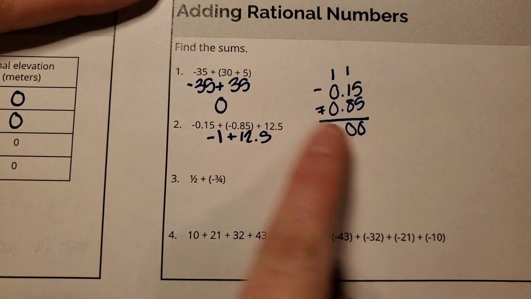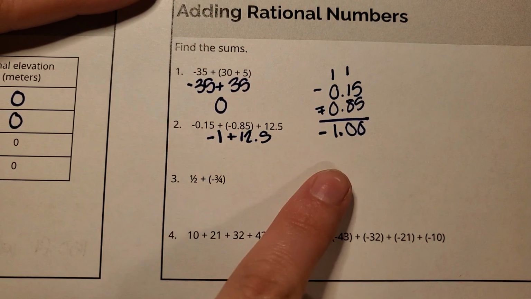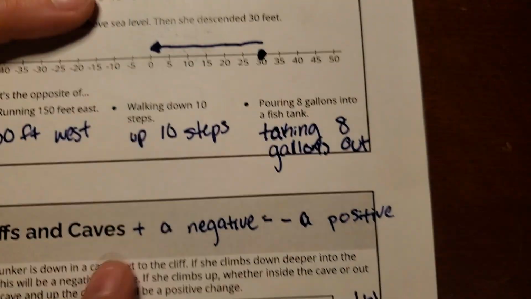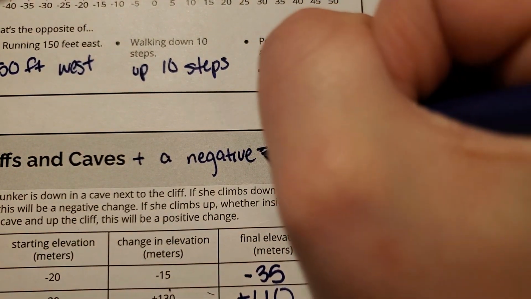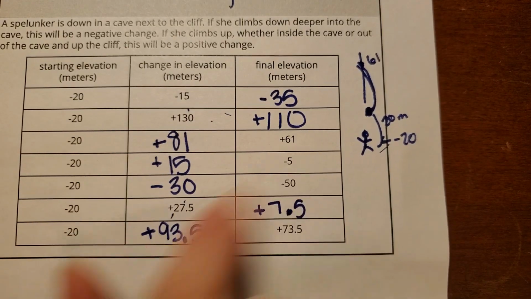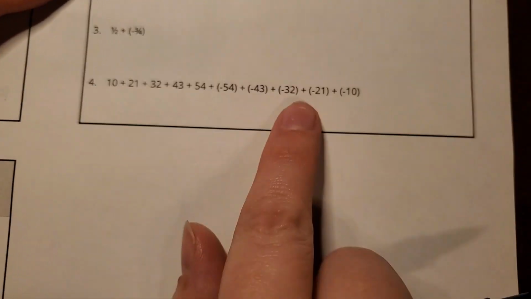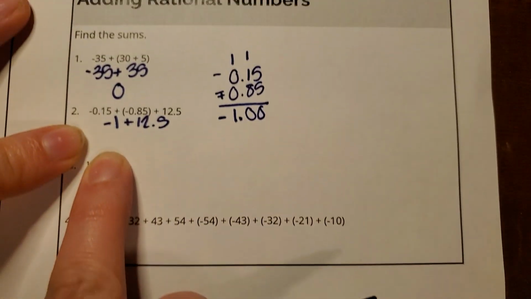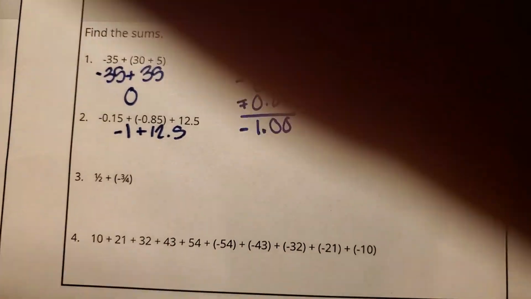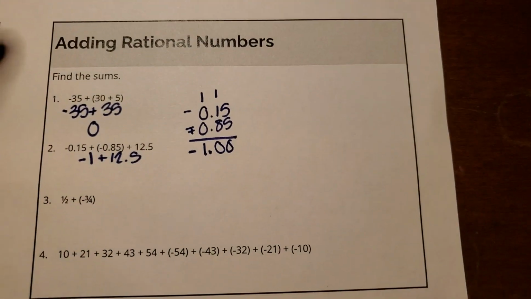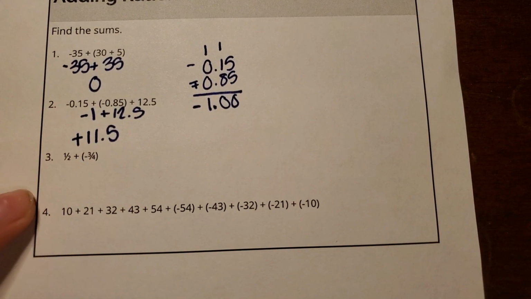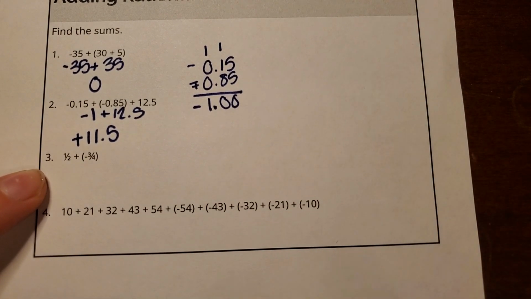Now, a reminder, again, when we add a negative and a positive, adding a negative is the same thing as subtracting a positive. Same thing. It's what we did here. We subtracted the answers. That's what I'm going to do here. 12.5 minus 1 gives us a positive, oh, sorry, a positive 11.5. Positive. Okay. Up next.